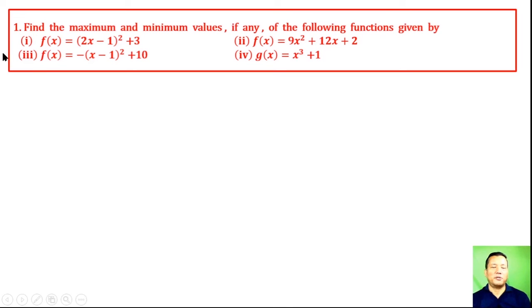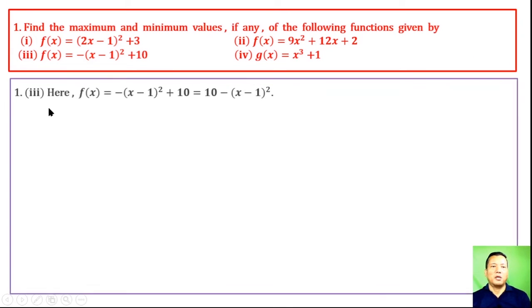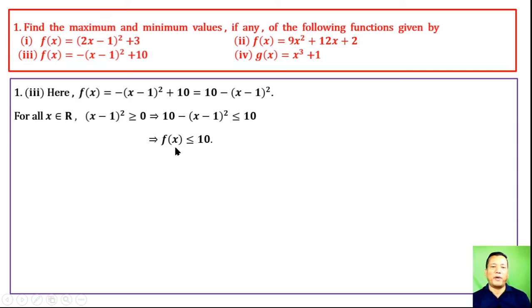Now Roman number 3. Here f of x is minus 1 times of x minus 1 whole square plus 10, which can be written as 10 minus x minus 1 whole square. For all x belongs to R, x minus 1 whole square is greater than or equal to 0, which is true, and 10 minus this is less than or equal to 10. Left side is f of x, whose value is less than or equal to 10. From this we conclude that maximum value of f is 10. There is no minimum value of f.